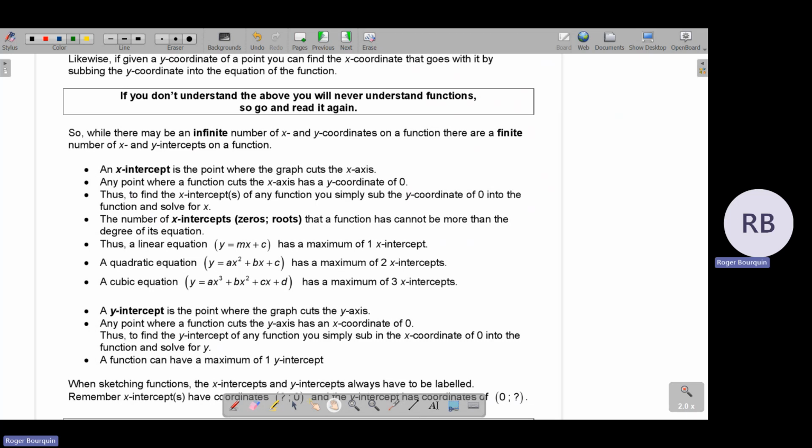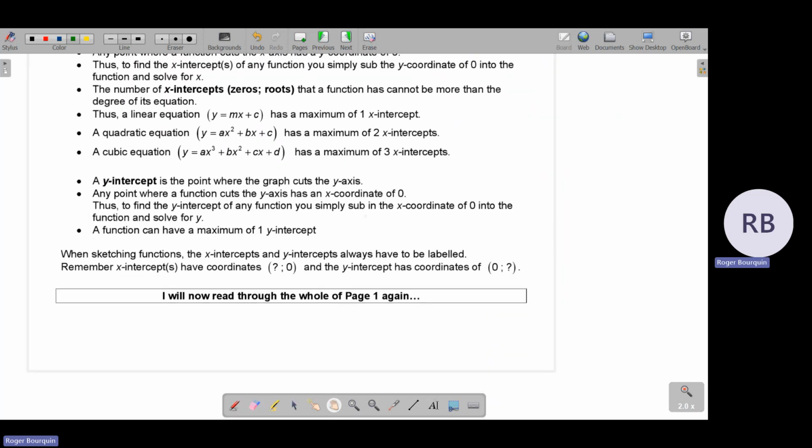The number of x-intercepts of a function cannot be more than the degree of its equation. Thus, a linear equation, y equals mx plus c, has a maximum of 1 intercept. Do you know what we mean by the degree? It's the biggest exponent on the x. So there, the degree is 1. If it's got a degree of 1, it's got a maximum of 1 x-intercept.